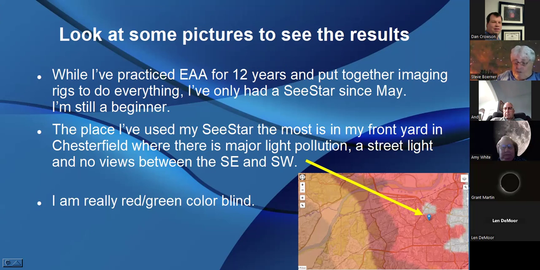The place I've used it the most is my front yard in Chesterfield, and the map down there is the clear sky chart of where I am. You can see the arrow leads to where I live, and that's a red zone, so it's nothing special. And I'm red-green colorblind, so please pardon any funny colors you see.